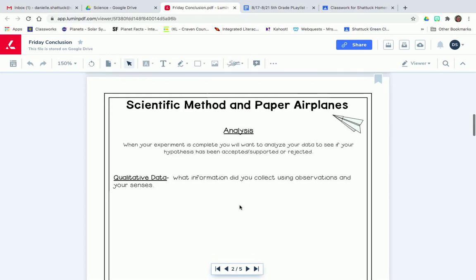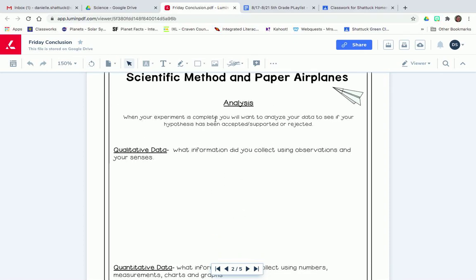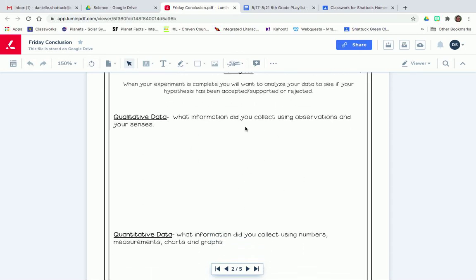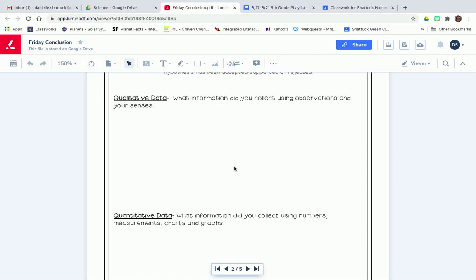So in this case, we are now looking at the analysis. When your experiment is complete, you will want to analyze or look at your data to see if your hypothesis has been accepted or supported, or has been rejected. So if you said that skinnier wings wouldn't make the plane fly as far, was that true or was that not true? Okay, so what information did you collect using observations and your senses? What did you see? I saw that with a paper clip, my plane fell to the floor quicker. That's something that I saw. Something I felt, there was wind in the air, which might have caused things to change.